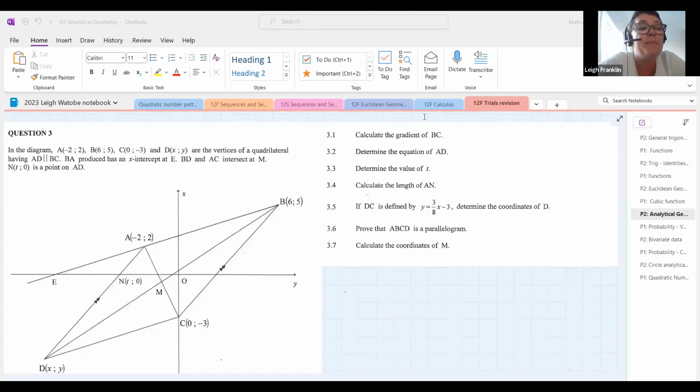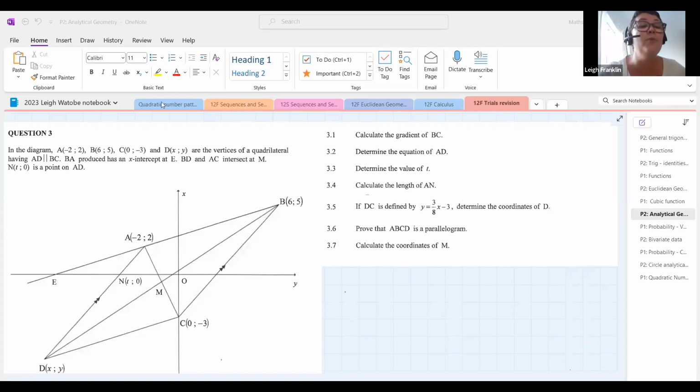Second thing, BA produced has an x-intercept at E, so we can see that there on the left-hand side. BD and AC intersect at M, so those are the diagonals of the quadrilateral, and they've told us that N, with the coordinates (t; 0), is a point on AD. If they ask us to calculate the value of t, we know that it has to be negative because it's on the negative part of the x-axis. So let's have a look. First couple of questions: calculating gradient, determining the equation of a line, and then we have to solve for t.